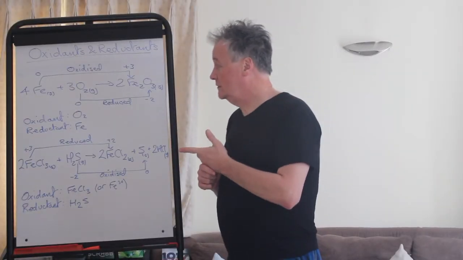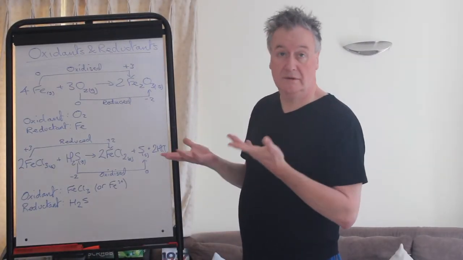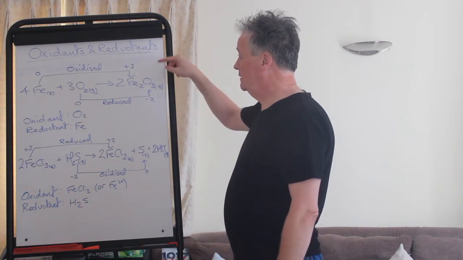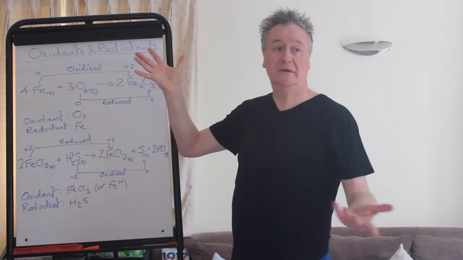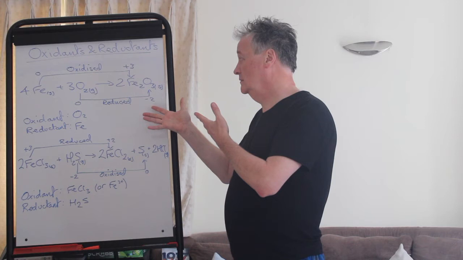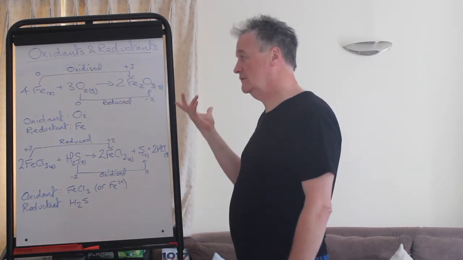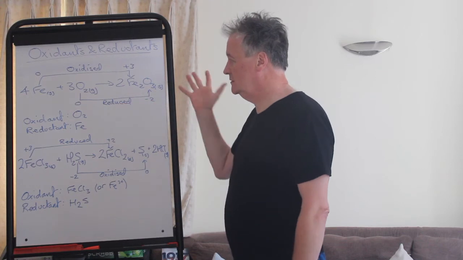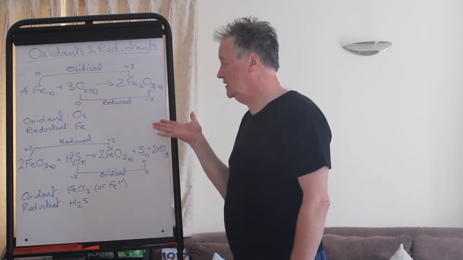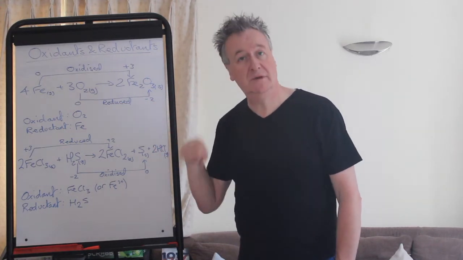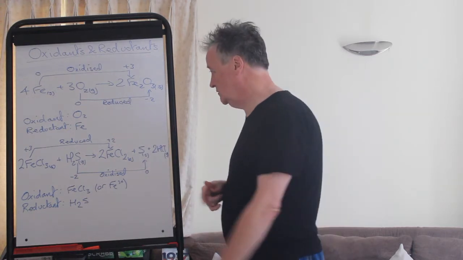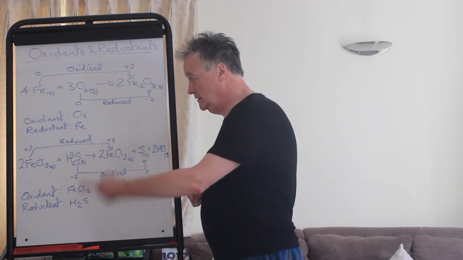So here's the answers. You just need to look at the oxidation number changes. Fe has gone up from 0 to +3, that makes it oxidation. Oxygen has gone down to -2 from being an element at 0, it's reduction. So therefore, oxidant, oxygen, reductant, Fe, because the Fe has been oxidised, so it must be the reductant, and vice versa for the oxygen.